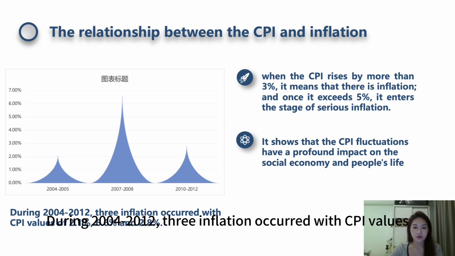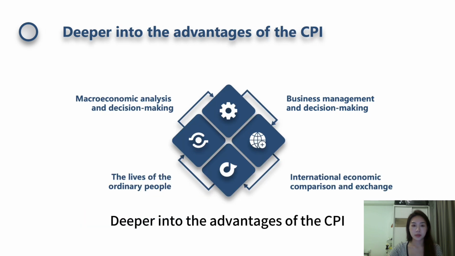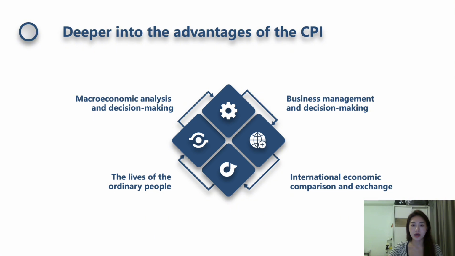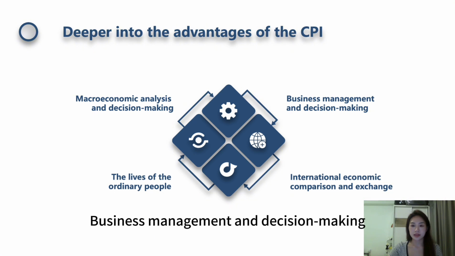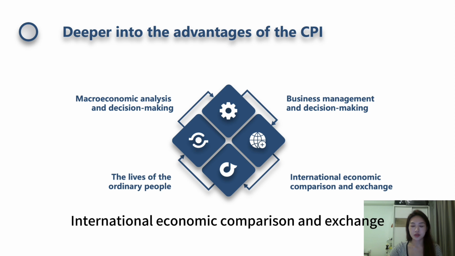During 2004-2020, three inflations occurred with CPI values of 2.1%, 6.6%, and 2.8%. Deep into the advantages of CPI: macroeconomic analysis and decision-making, business management and decision-making, the lives of ordinary people, international economic commerce and exchange.